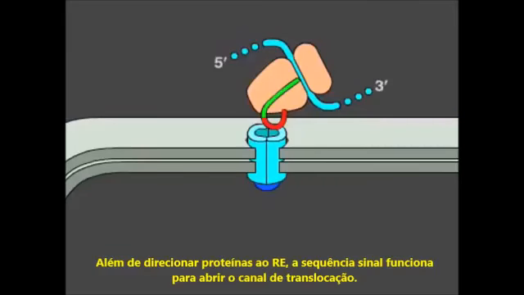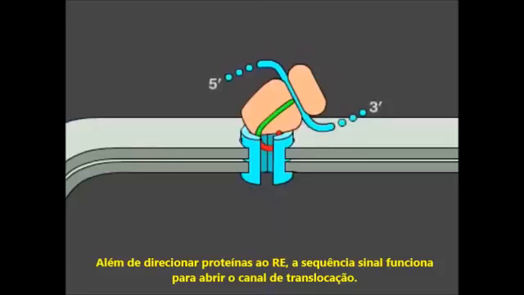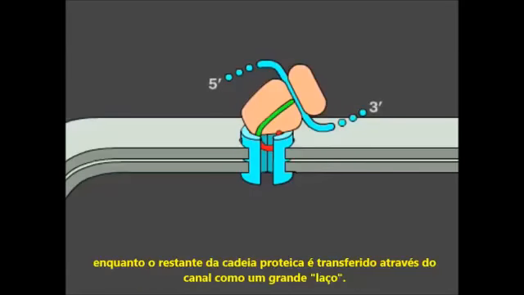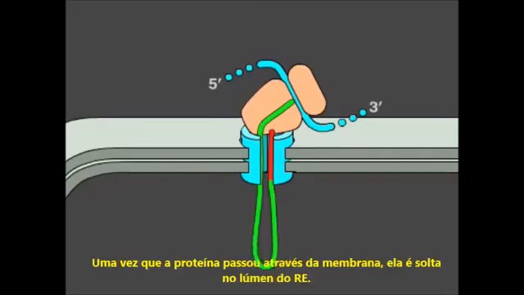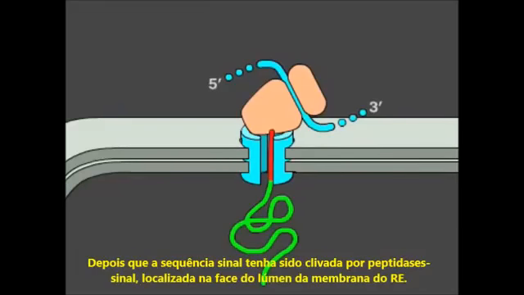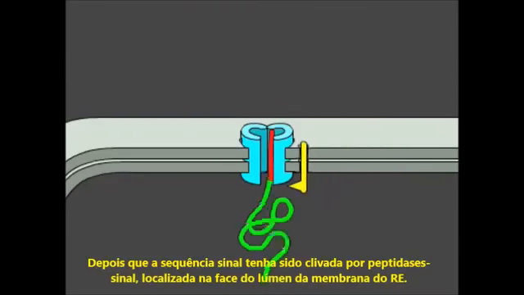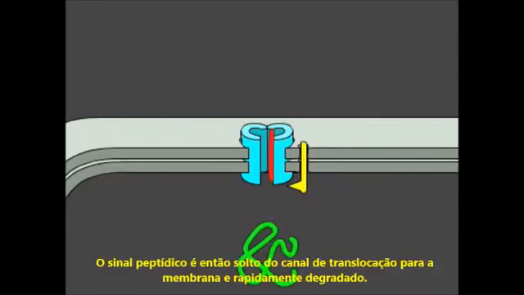In addition to directing proteins to the ER, the signal sequence functions to open the translocation channel. The signal peptide remains bound to the channel, while the rest of the protein chain is threaded through the membrane as a large loop. Once the protein has passed through the membrane, it is released into the ER lumen, after the signal sequence has been cleaved off by a signal peptidase located on the luminal side of the ER membrane. The signal peptide is then released from the translocation channel into the membrane and rapidly degraded.